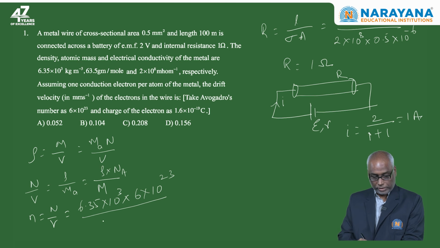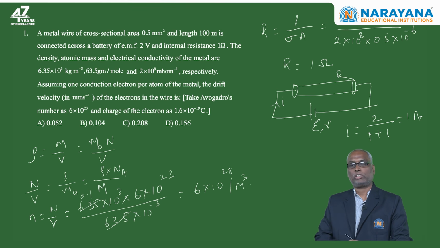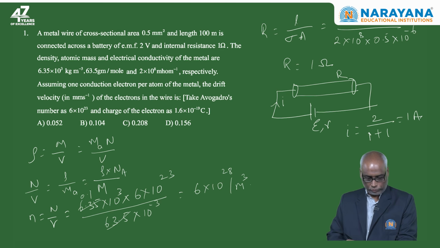So, I convert that to kg per mole: 63.5 into 10 to the power of minus 3. Now from this equation, this is 0.1 times, and this value becomes equal to 6 into 10 to the power of 28 per cubic meter. Once we got the free electron density and the current, we can find out the drift velocity.